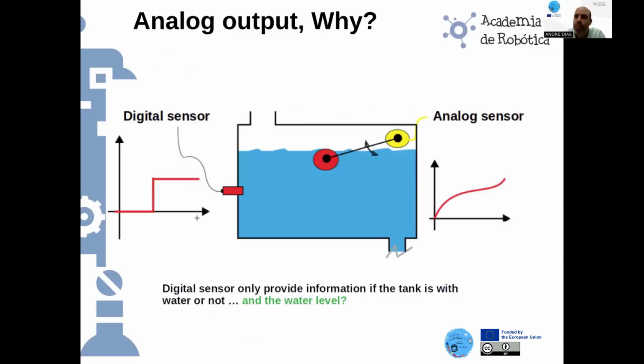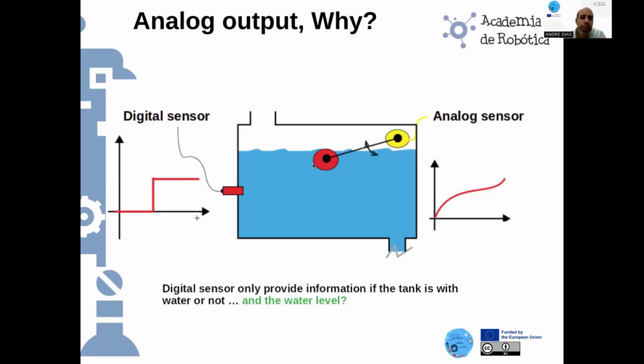But sometimes we need more information. It's not enough for us to know if I have water or if the tank is empty. I need to know the level of water that is inside of the tank. And the digital sensor is not able to provide us that information. The only thing it provides is, if it's empty, 0 output. If it is full, it provides us a 5 volts output, level 1, high state.